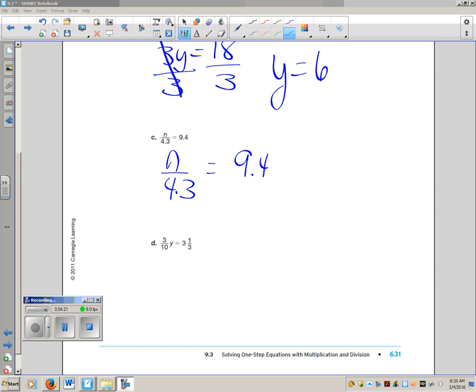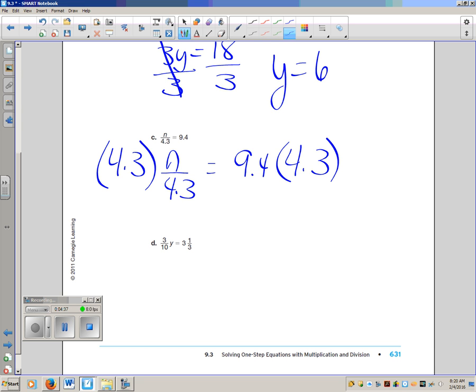n divided by 4.3 equals 9.4. The inverse of dividing by 4.3 is multiplying by 4.3. Put that in parentheses because that means multiplication. Write the exact same thing on the right-hand side, that keeps your equation balanced. Hopefully you're starting to see that you can just cross those out. Then what you have left is 9.4 times 4.3. I'm stalling because I'm using a calculator. 40.42. So n equals 40.42.